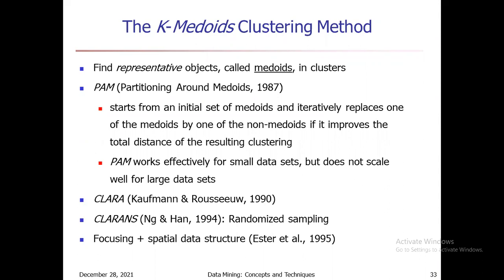So it focuses on partitioning around medoids. It starts from an initial set of medoids and iteratively replaces one of the medoids by one of the non-medoids if it improves the total distance of the resulting clustering. PAM works effectively for small data sets, but it does not work well for large data sets.